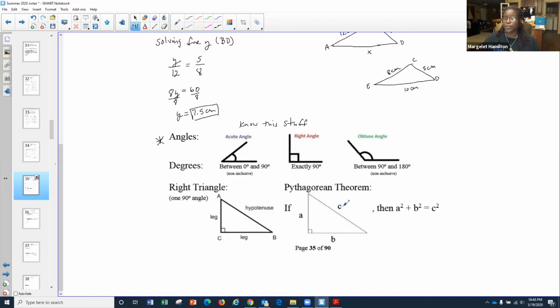Now, what's our formula? The formula, A squared plus B squared equals C squared. We're going to use this formula to help us find the length of our right triangle. If something is right, this formula will tell us. It may ask you to verify, or we are able to, again, find the missing sides of our right triangle using the formula.